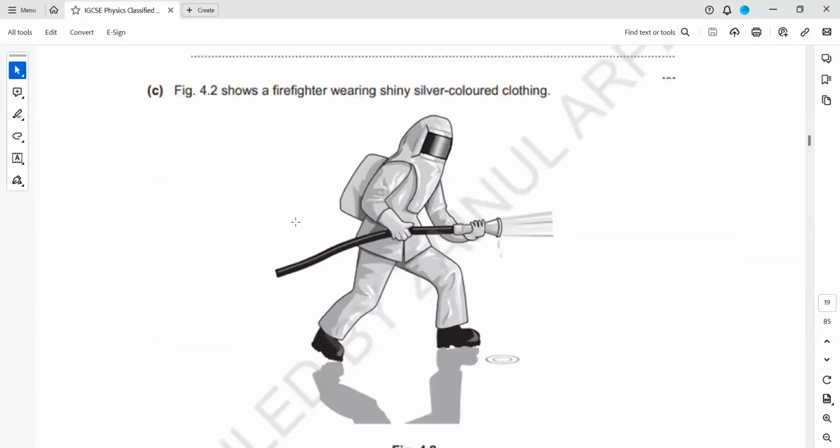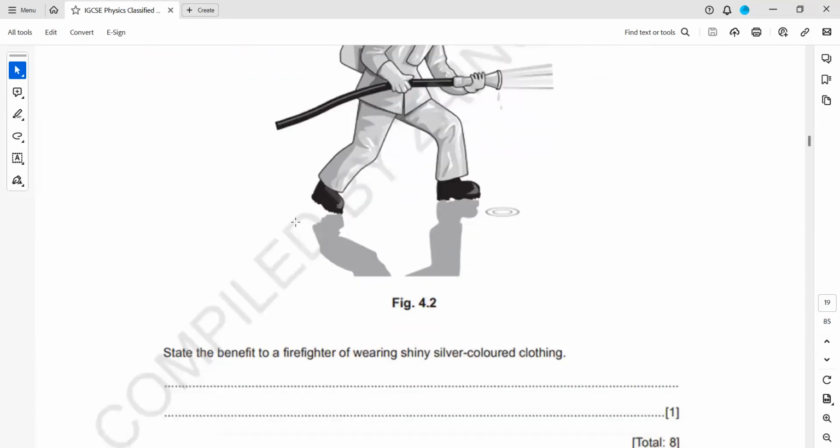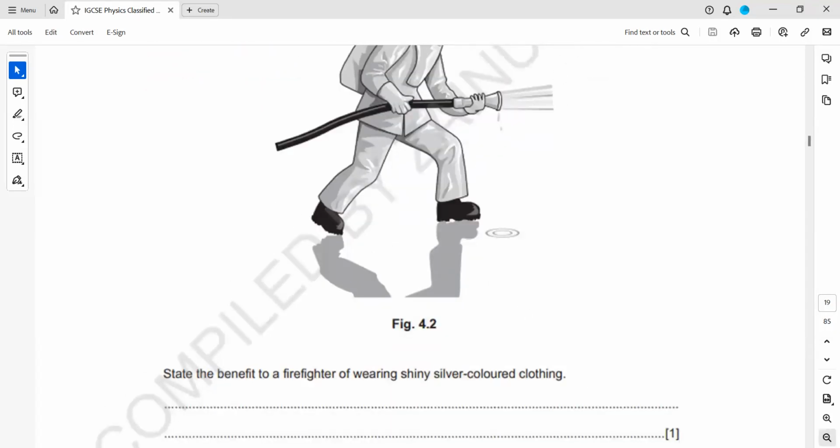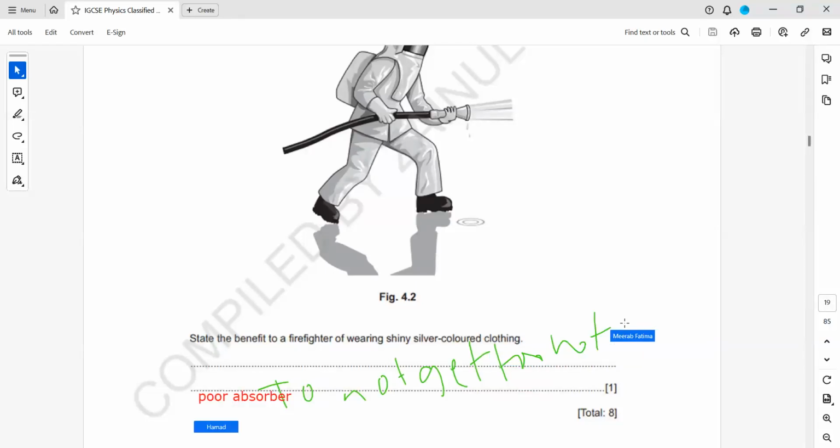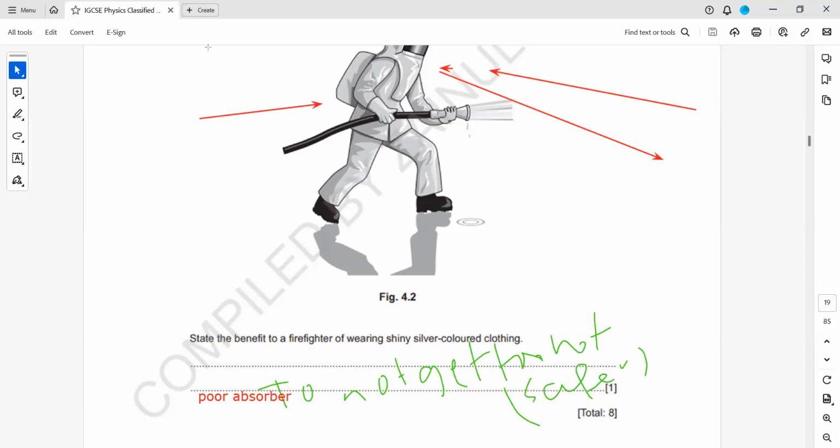Figure 4.2 shows a firefighter wearing shiny silver colored clothing. State the benefit of a firefighter wearing shiny colored clothing. So shiny surfaces are poor absorbers or good reflectors. So his body will not absorb too much energy, as most of the energy is reflected to the surrounding.